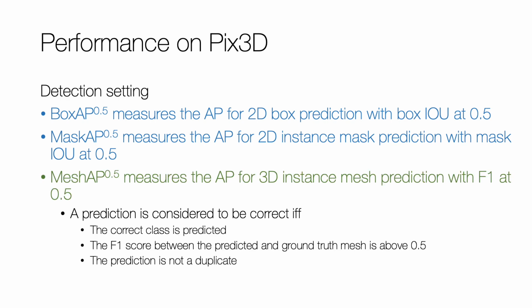For 3D shape, we define Mesh AP as the AP at a harmonic mean, otherwise known as F1, of 0.5 and above. Under that setting, a prediction is correct if and only if the correct class is predicted, the F1 score is above 0.5, and the prediction is not a duplicate.